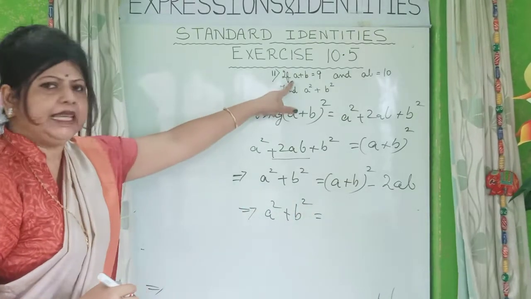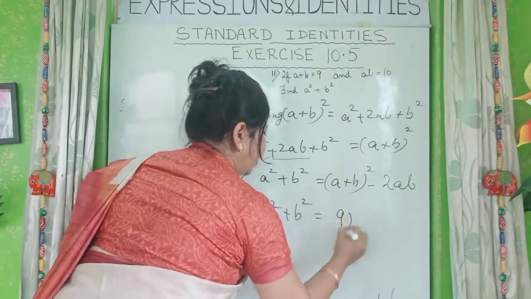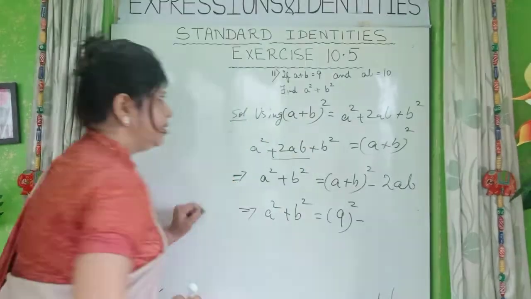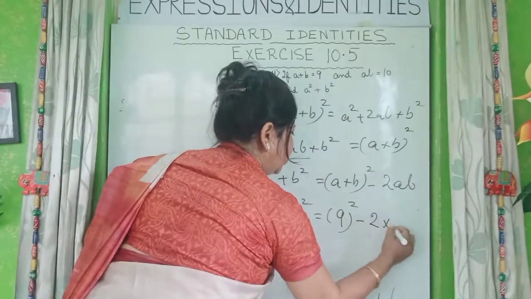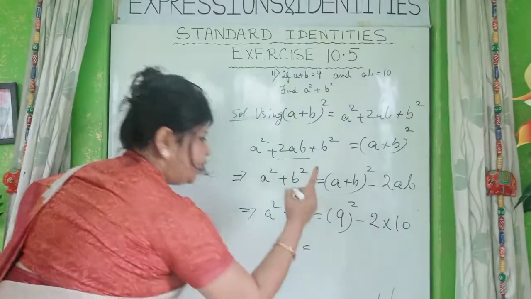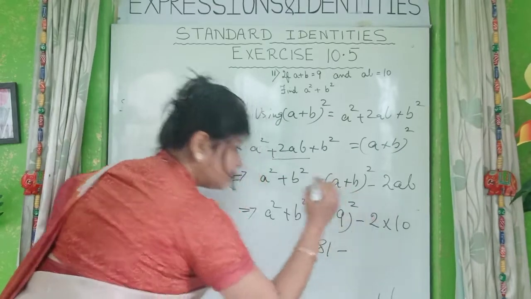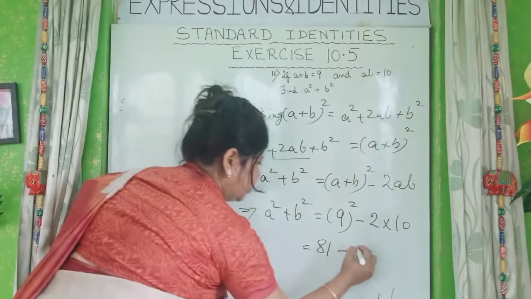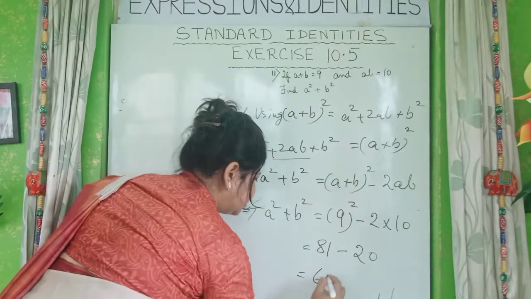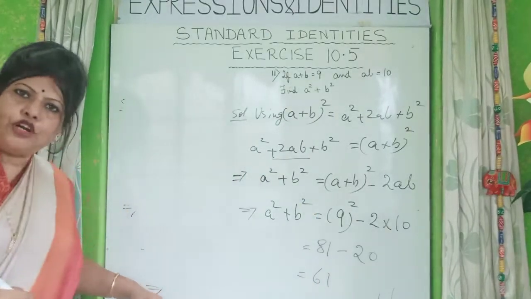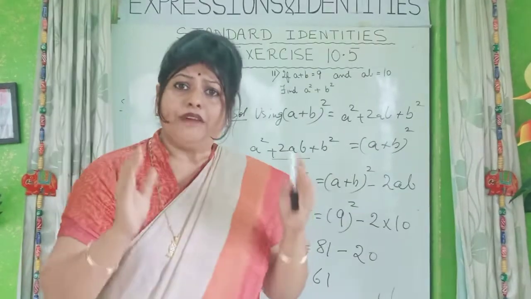So that implies a square plus b square, that is what I have to find, equals to, see, a plus b, 9 is given. So a plus b whole square, 9 square, minus ab, 10 is given, minus 2ab, so 2 into 10, that is equal to 9 square. 9 nines are 81. 81 minus 2 tens are 20. So 81 minus 20, what is my answer? 61.